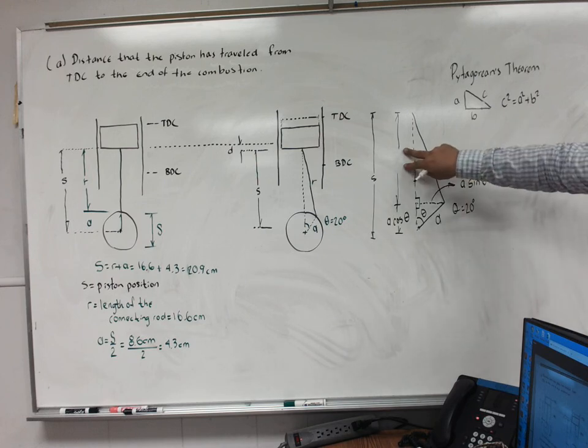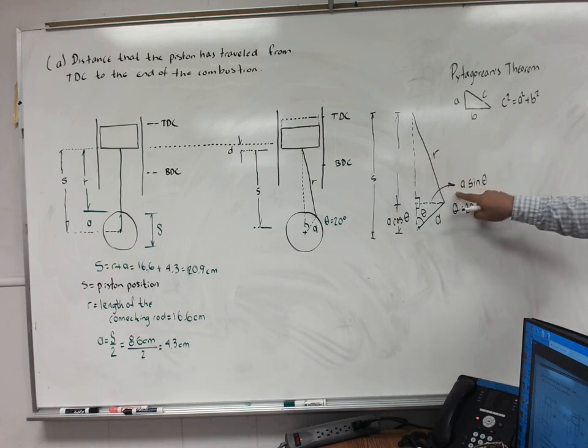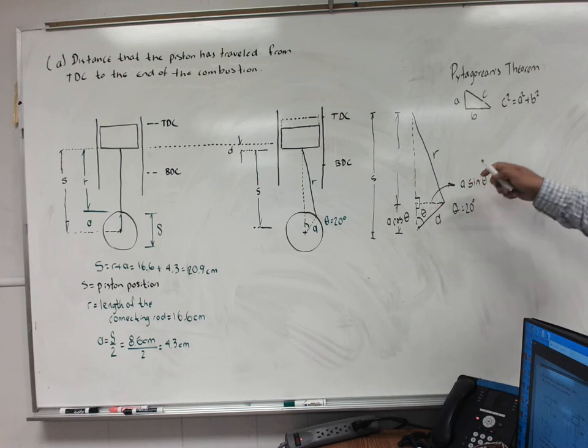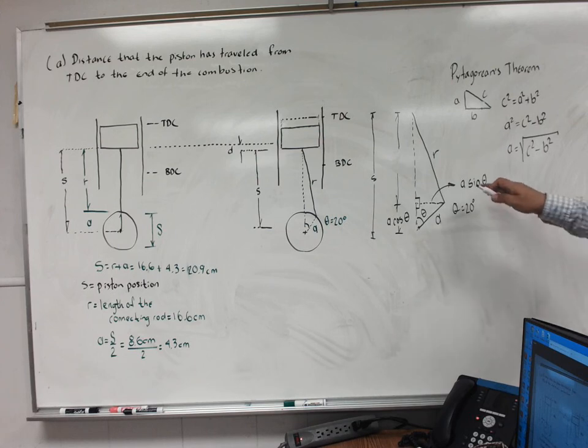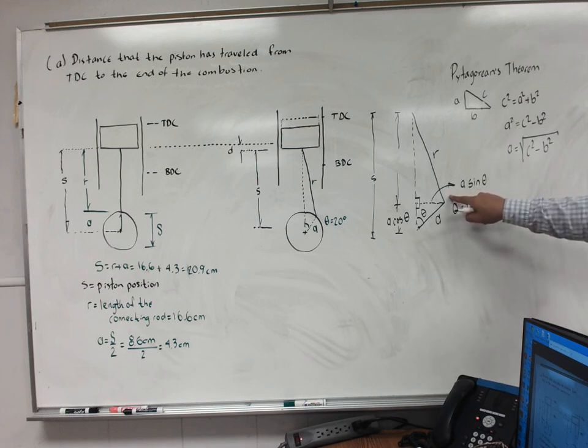Since this one is one of the sides, and we already know the other side of the triangle, then we have to find one of the sides. A squared is equal to c squared minus b squared. A is equal to the square root of c squared minus b squared. Okay? A similar situation: R is c, b is a sine of theta.